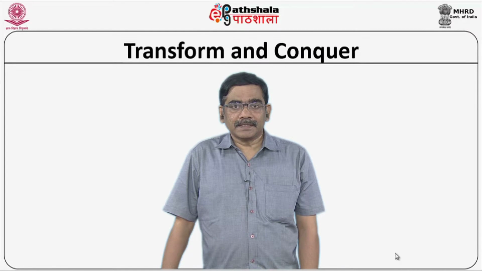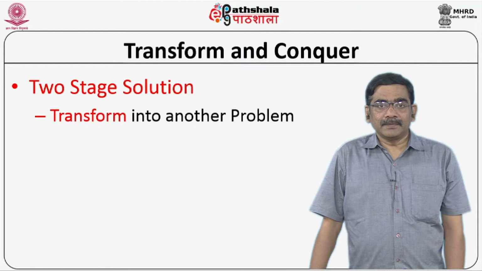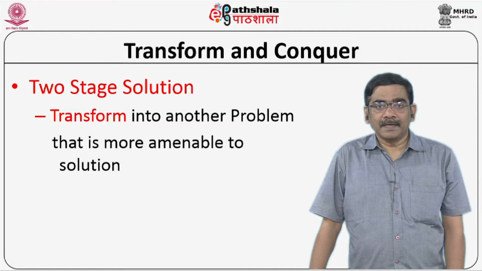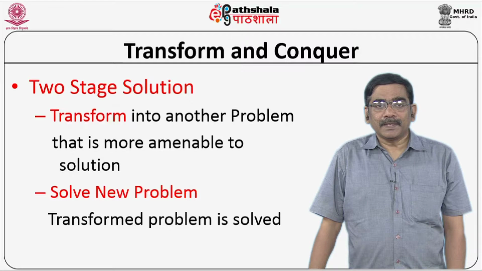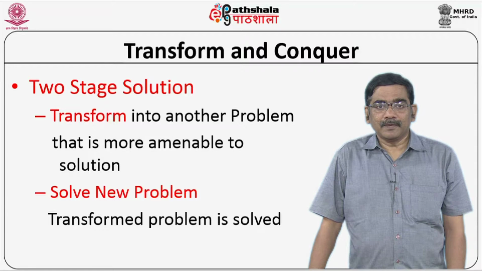So, in the last module we discussed the transform and conquer strategy. Probably you can recollect this is a two stage solution. In stage 1 we transform a problem into another problem that is more amenable for solution. Last module we discussed how to transform a problem that involves multiplication of two numbers in the Roman system to numbers of the Arabic system, and after performing the multiplication it is transformed back to the original solution. We also discussed how to solve the problem of convolution.